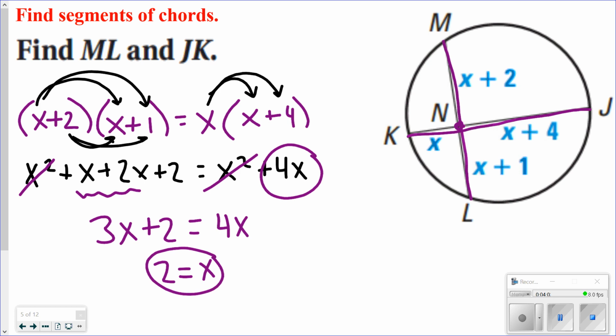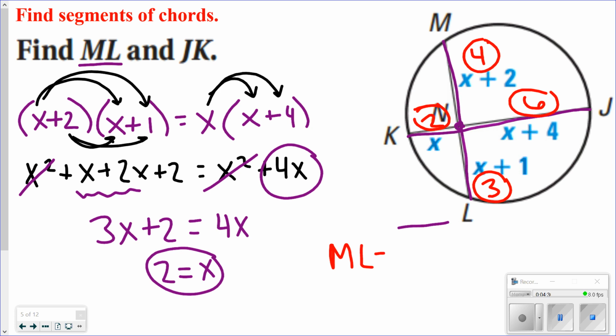Now remember, we're not done. It asked find the length of ML and find the length of JK. So I actually plugged in x for those equations, and I get one segment here was 2, this segment length was 4, this was 6, and this was 3. So then we get that ML is equal to 4 plus 3, and that is 7. And JK is equal to 2 plus 6, which is 8.